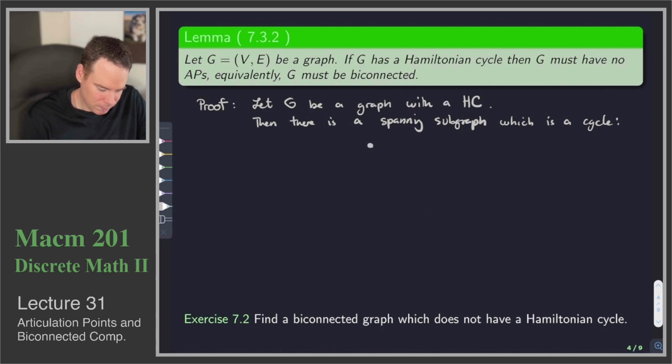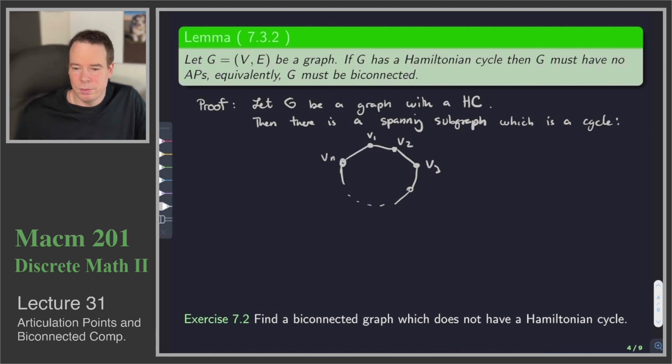So that means I can draw it out. We have, let's say, vertex 1, vertex 2, vertex 3, and so on, all the way around up to vertex n. And those are all the vertices of our graph G, and they live on this cycle. And now what we can see is that this is a substructure of our graph. So this lives inside our graph G. And what we see is that removing any vertex is not going to disconnect the graph because there's a way to connect all the other vertices.